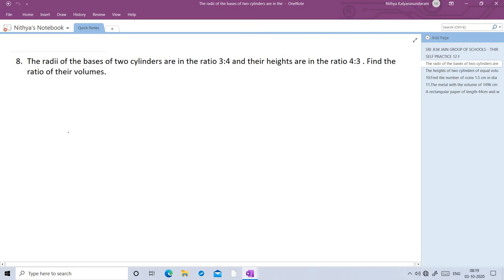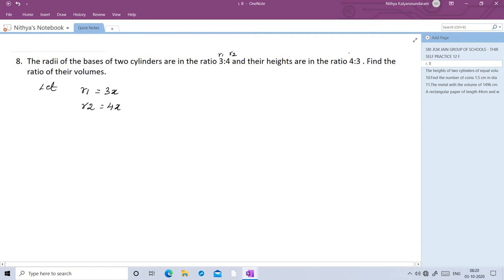Second question: the radii of the base of two cylinders are in the ratio 3:4 and their heights are in the ratio 4:3. Find the ratio of their volumes. So they have given two cylinders' radius as well as height. We want to find the ratio of their volumes. So the ratio of radius of the first cylinder is given in ratio format, so by using a variable we have to consider, let R1 is equal to 3x, radius of 2 is equal to 4x. So this is R1, R2.